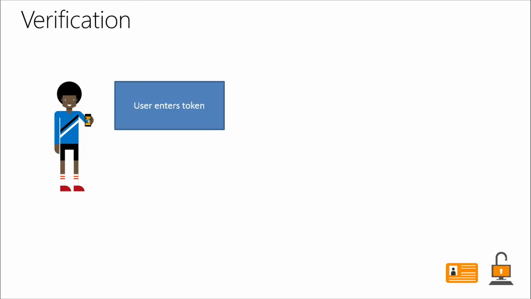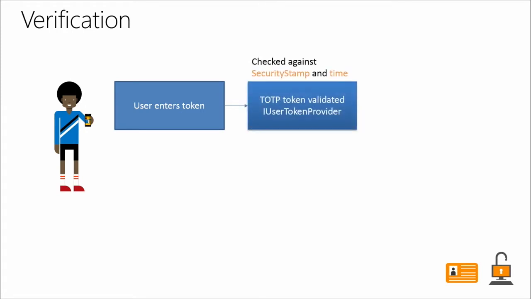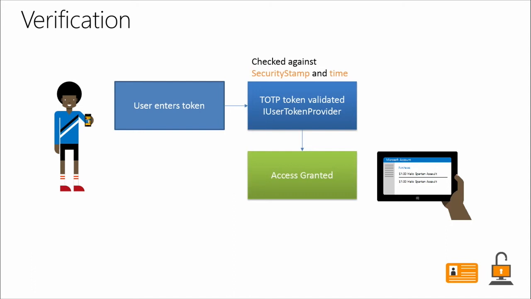Verification: a user enters a token, so they take their phone, let's say we're using SMS, and enter a token. The same process happens essentially in reverse here. That TOTP token is validated, and that's checked against the security stamp for your user account in the database, and the time. And remember, that's 90 seconds you have. Access is then granted or denied if it's out of time range or it's not the right code, of course.